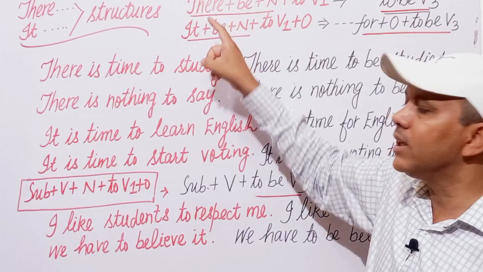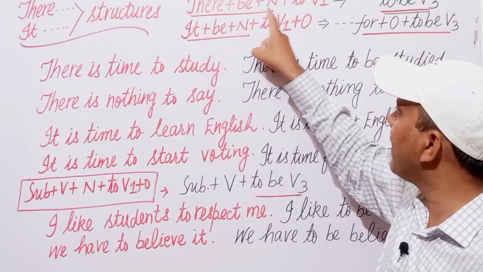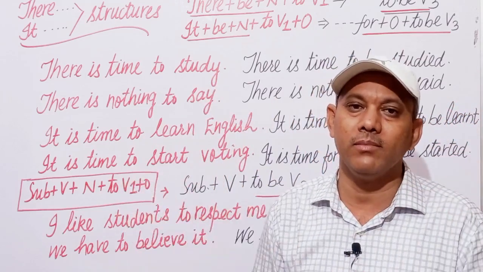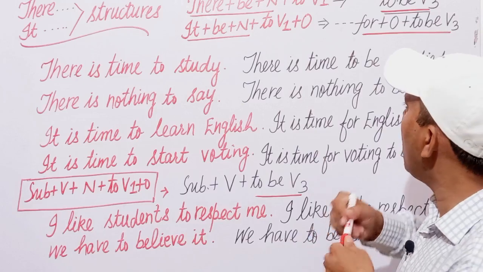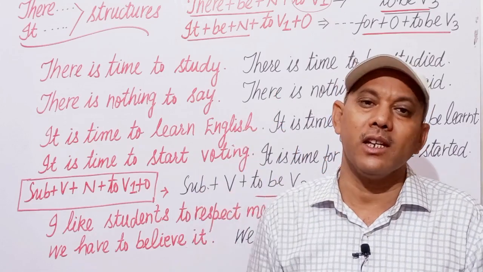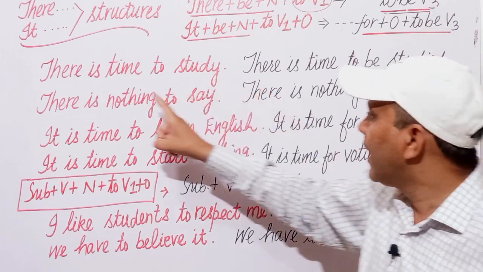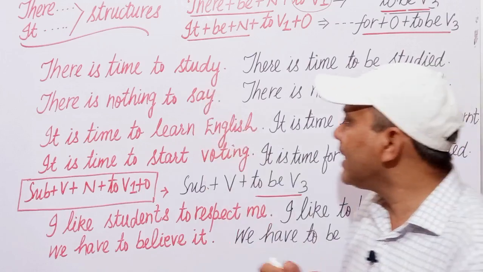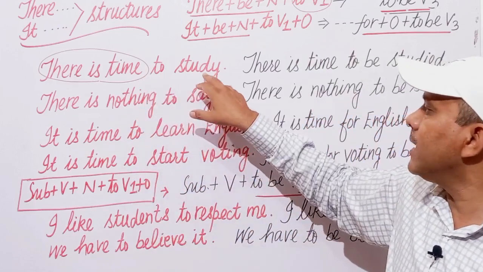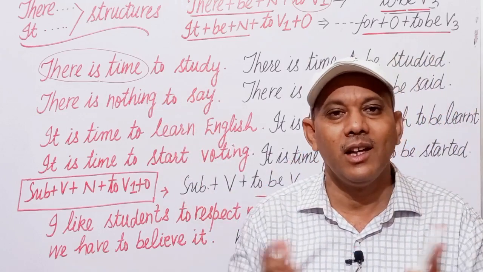If the sentence begins with there, then we shall make no change in this pattern. There plus be plus noun, it will remain the same. And we shall only change this to V1, this to infinitive, into to be V3, to be past participle. देखिए, देयर इज टाइम टू स्टडी. हम इतने सेंटेंस में इस स्ट्रक्चर में कोई चेंज नहीं करेंगे. देयर इज टाइम टू प्लस बी प्लस पास्ट पार्टिसिपल ऑफ दिस वर्ब. देयर इज टाइम टू बी स्टडीड. दैट इज इट.